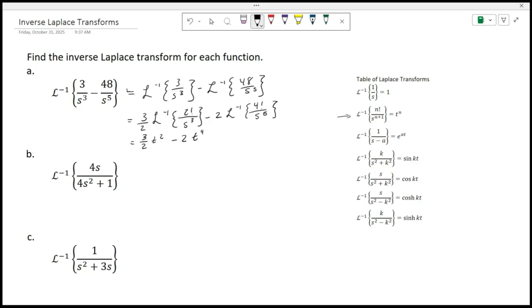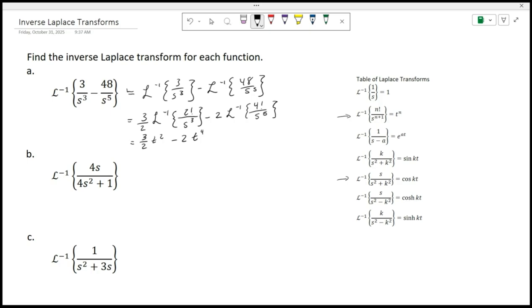On this next one, I'm trying to take the inverse Laplace of 4s over 4s squared plus 1. And just like last time, I'm going to go to my table and see which one of these is the one I want to use, and then what do I need to do to manipulate this expression to get it to look more like that. So this one looks an awful lot like our cosine.